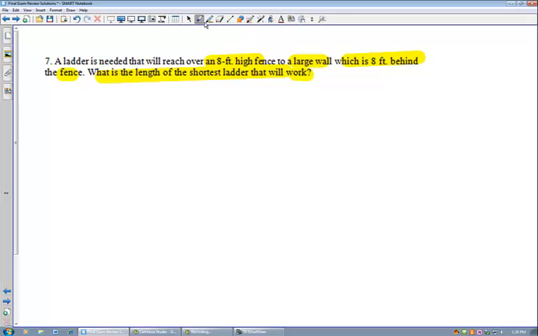Okay. So I imagine this is an optimization problem, and we need to draw a picture. For these sort of word problems, it's always the same: picture, equation, solve, and test if we can. On this one, we have a large wall, and we have a ladder we need to reach over an 8-foot high fence. So let's draw the wall. So here's my wall.